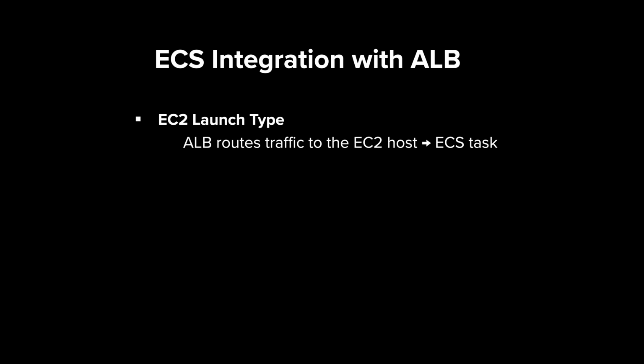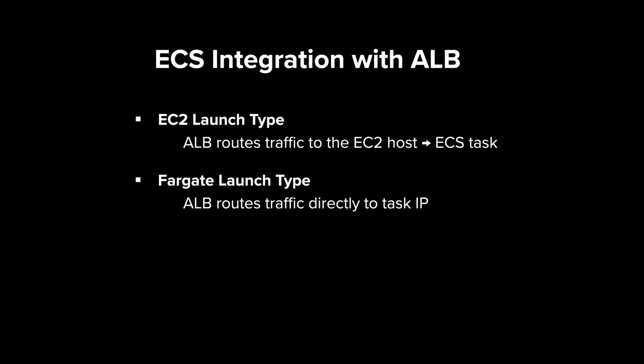When we connect ECS with an Application Load Balancer, the integration depends on the launch type. First, EC2 launch type. Here, ECS tasks run on EC2 instances. The ALB sends traffic to the EC2 host, and the ECS service on that host ensures the traffic reaches the right container. Second, Fargate launch type. Fargate tasks get their own unique IP addresses. The ALB can route traffic directly to each task, there's no EC2 host involved.